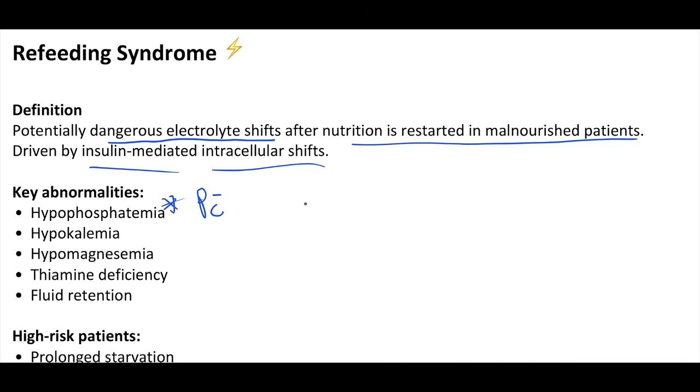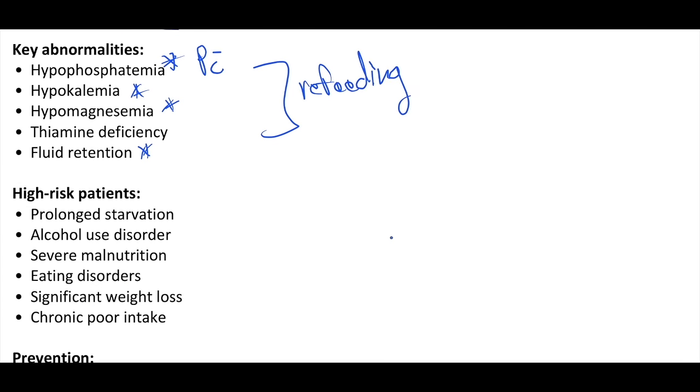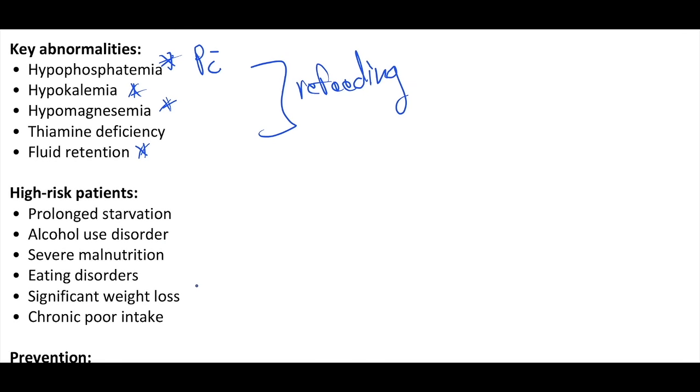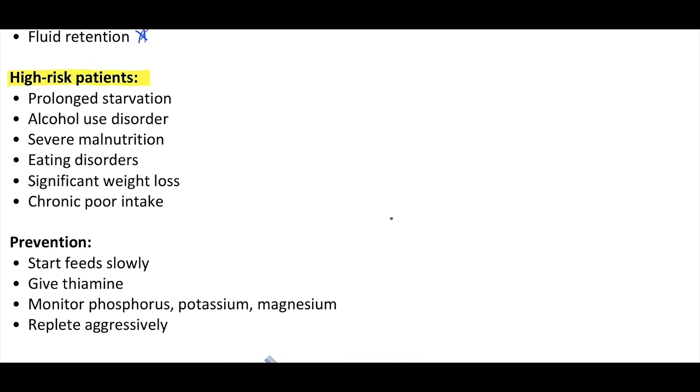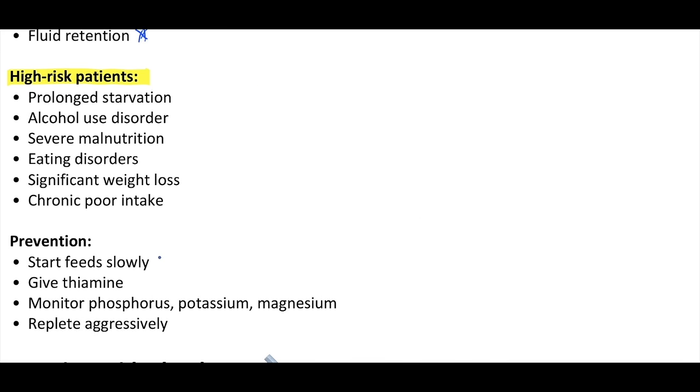It can be deadly, right? Our ATP needs phosphate. So if the body has none, it can't make any ATP. Other electrolytes, hypokalemia, hypomagnesemia, fluid retention are all concerns in refeeding syndrome. So high-risk patients are patients with prolonged starvation, alcohol use disorder, severe malnutrition, eating disorder, significant weight loss, chronic poor intake, right? This makes sense. These are patients who are high risk for refeeding because they have not been getting feeds or adequate feeds for quite some time.